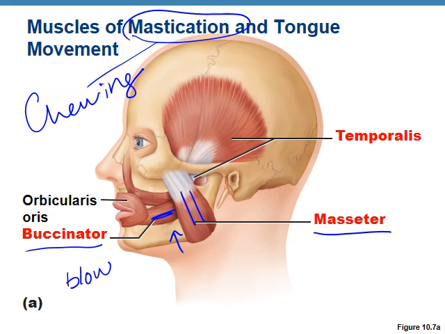It's also the muscle that's used if you're clenching your teeth, if you're holding your jaw. And then your temporalis is also going to elevate the mandible here, and it can also elevate the ear.